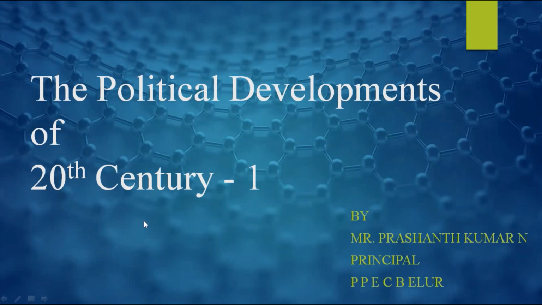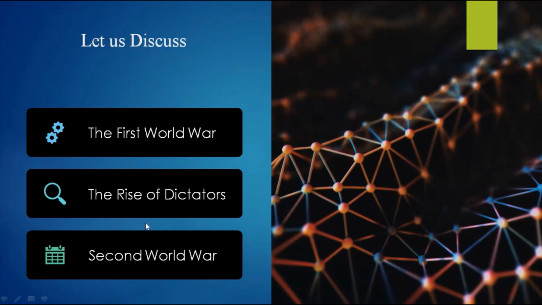Today let's discuss the last chapter of the 10th standard history, the 10th chapter, the political development of the 20th century. I made two videos for this chapter. In this first part, let us discuss the First World War, the rise of dictators, and the Second World War. The revolutions, the Russian Revolution, the Chinese Revolution, and the Cold War, will be in another video.